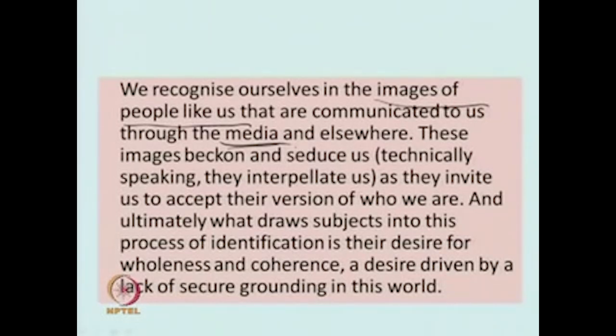Now, these images beckon and seduce us. Look at the terms. These images call upon us, these images call us. Okay? Now, the technical word for this is interpolation. If you have to use a technical word like, say, articulation, the word here is interpolation. Okay? Any cultural object, any object that represents something or any media artifact, they interpolate, they talk to us, they call upon us to pay attention in the sense that look, this is what you are, this is what you have to be.